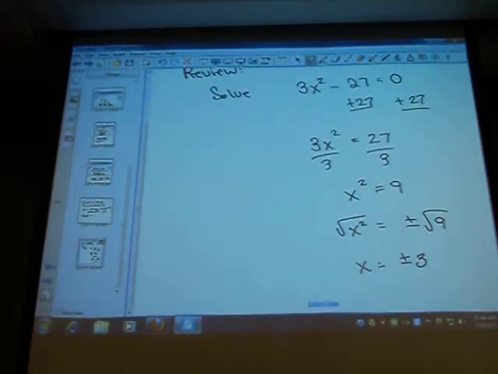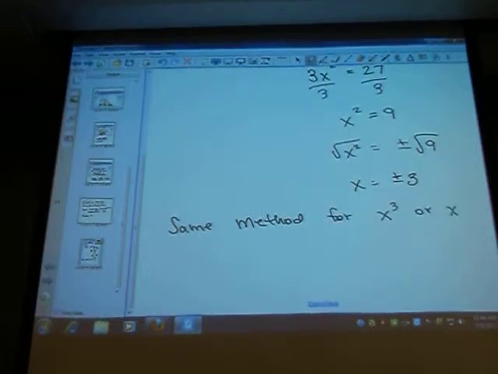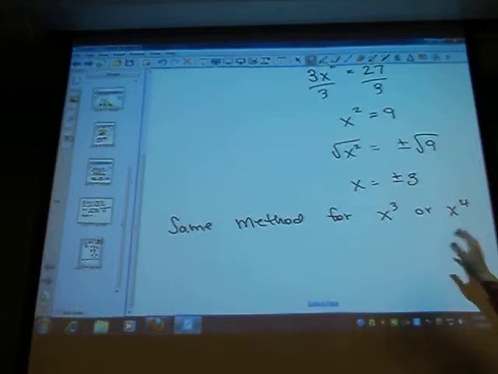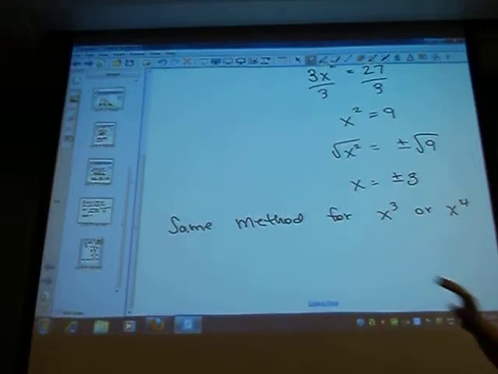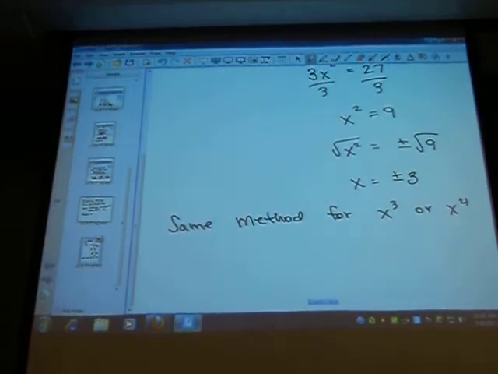Okay? Now, it's the exact same method when you have an x cubed or an x to the 4th. The only difference is what type of root you use. With x cubed, you can't use the square root anymore. Square root only undoes x squared. Okay, for x cubed, you need to use the third root. For x to the fourth, you need to use the fourth root.